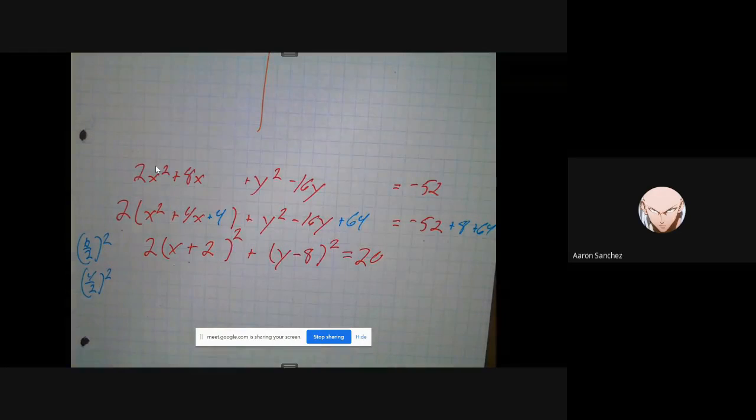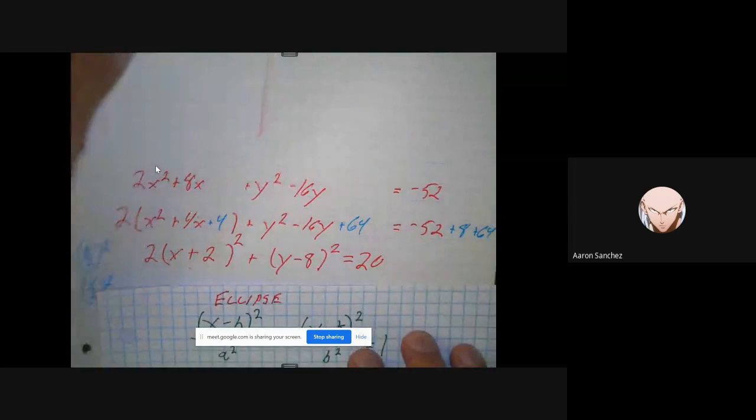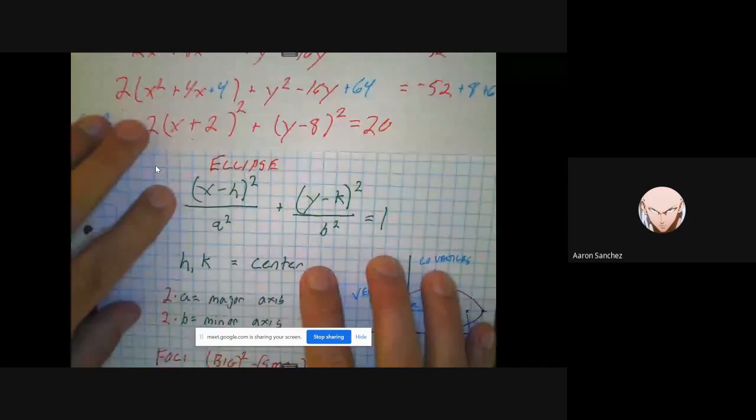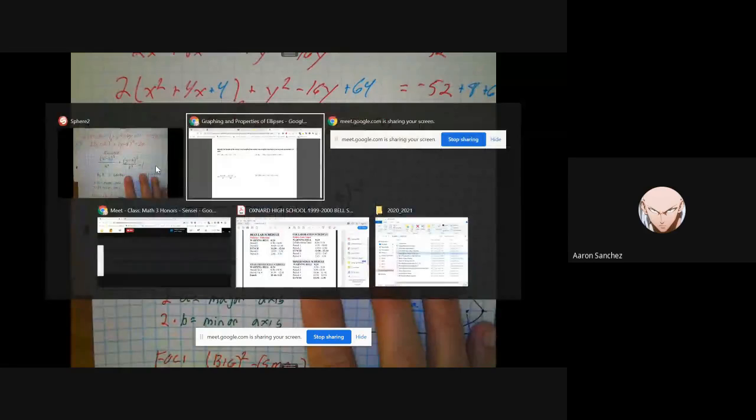What is wrong with this equation compared to my ellipse equation? Let's look at the ellipse equation right next to it. I'm going to call on one of you. Let's take a look at you guys and see how you're doing.